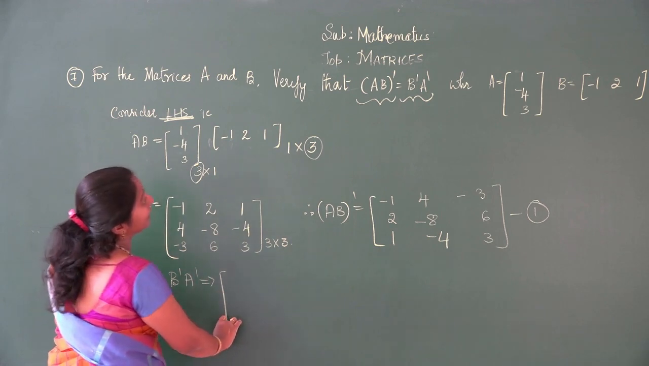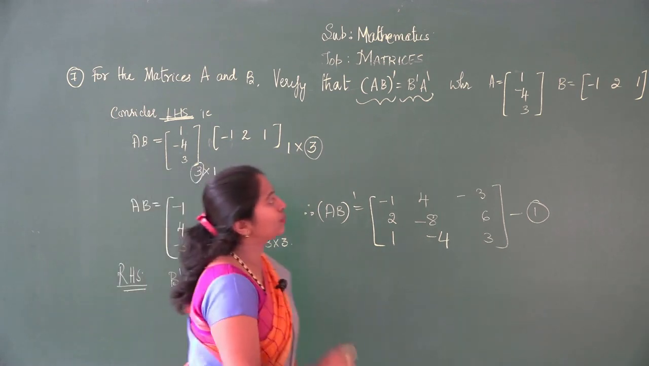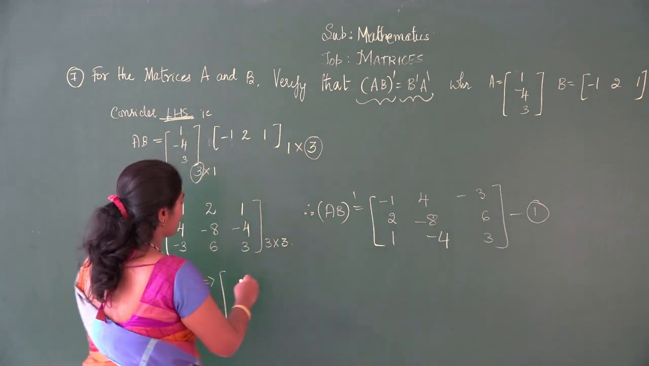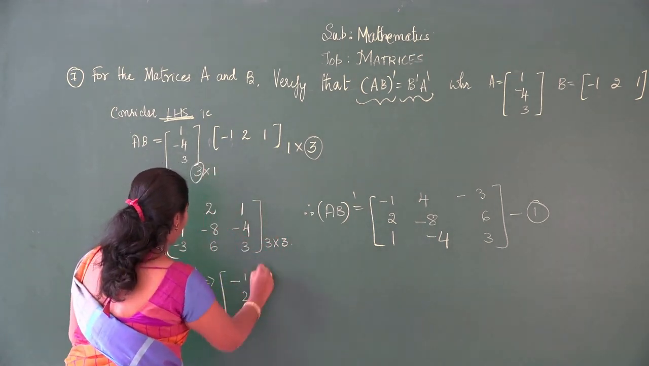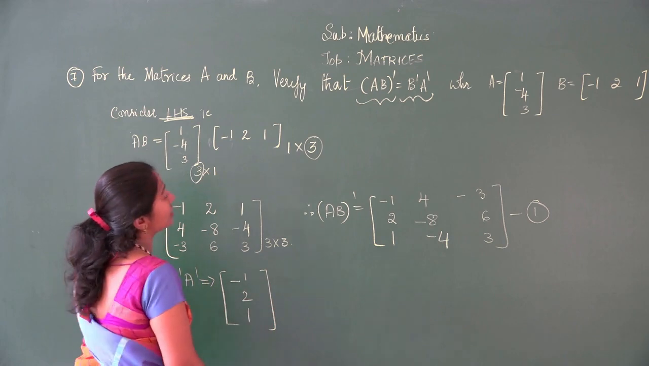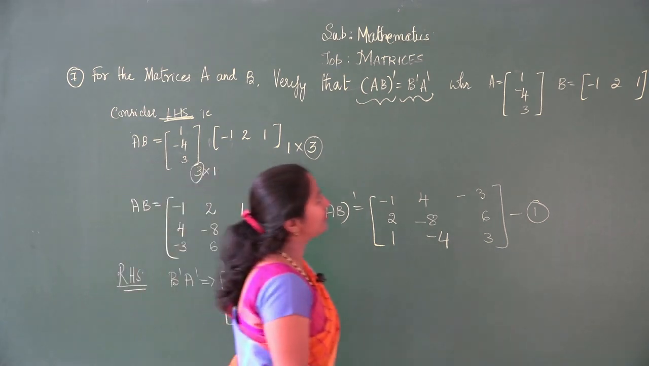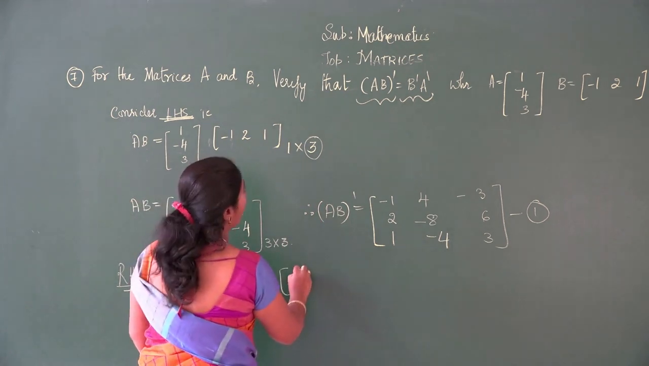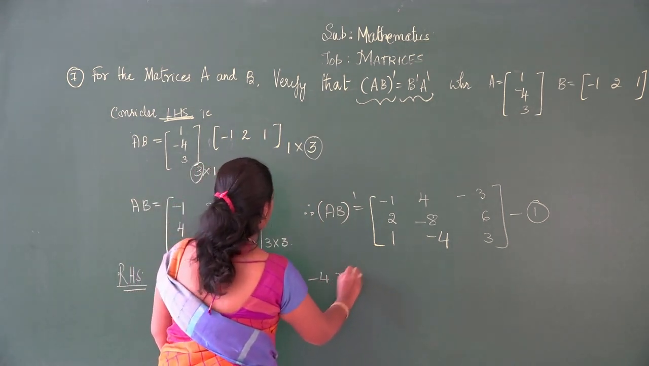What is B dash? What is B? B is minus 1, 2, 1. The row becomes the column. So, what will be B dash? Minus 1, 2, 1. What is A dash? A is 1, minus 4, 3, which is given in the first column. A dash will become 1, minus 4, 3.